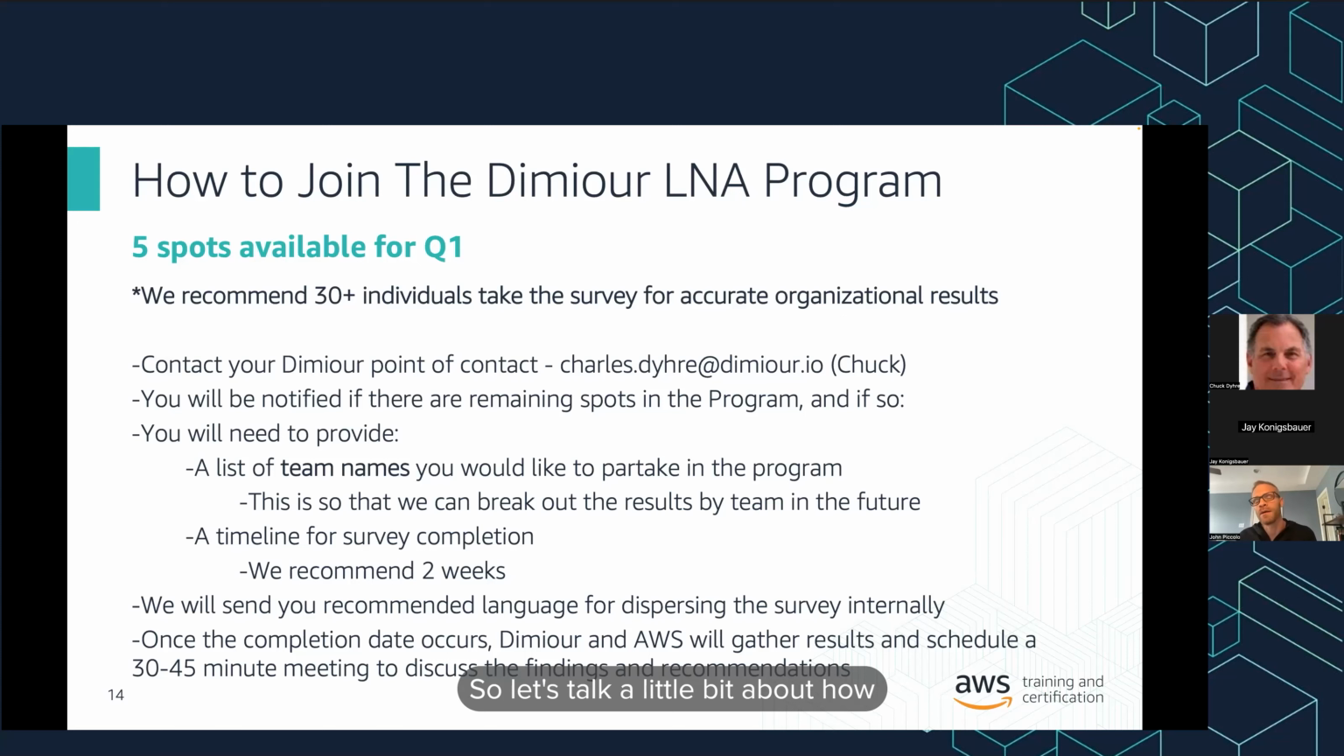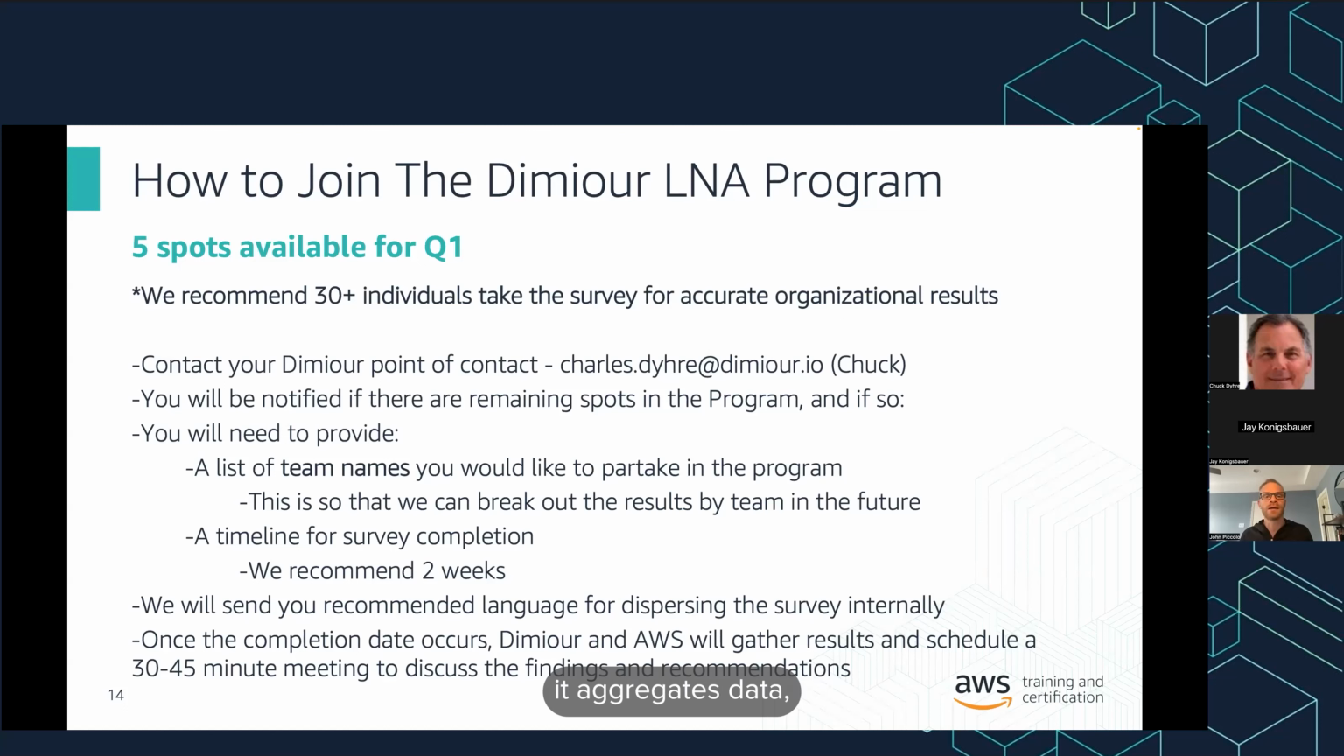So let's talk a little bit about how to join the Demure LNA program. If there's any other questions, just interrupt me. How to join the Demure LNA program. There are 5 spots available for Q1, as Jay hinted at earlier. We recommend that you have at least 30 individuals take the program. There's a variety of reasons for this. The more, the merrier, obviously, because it is additive.